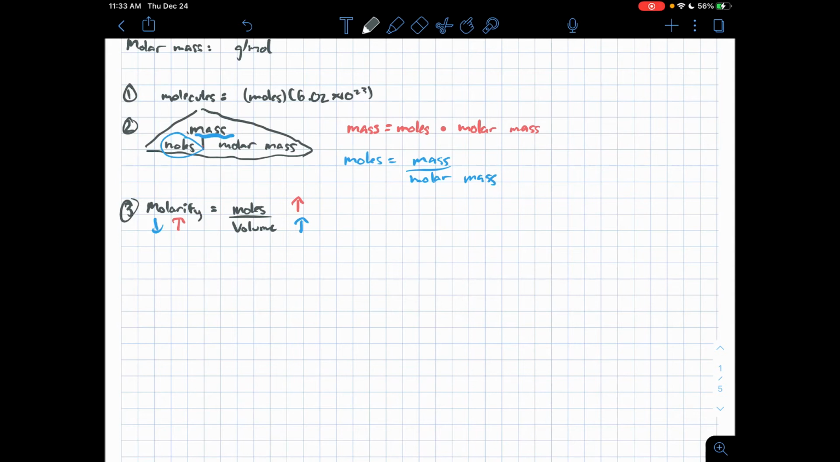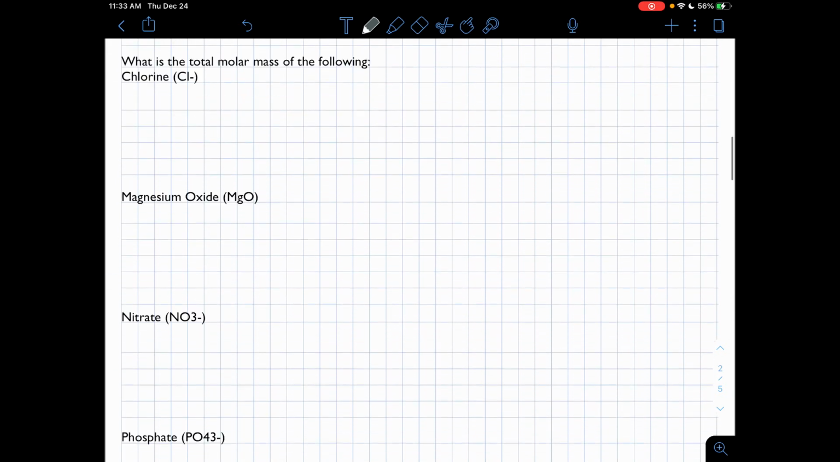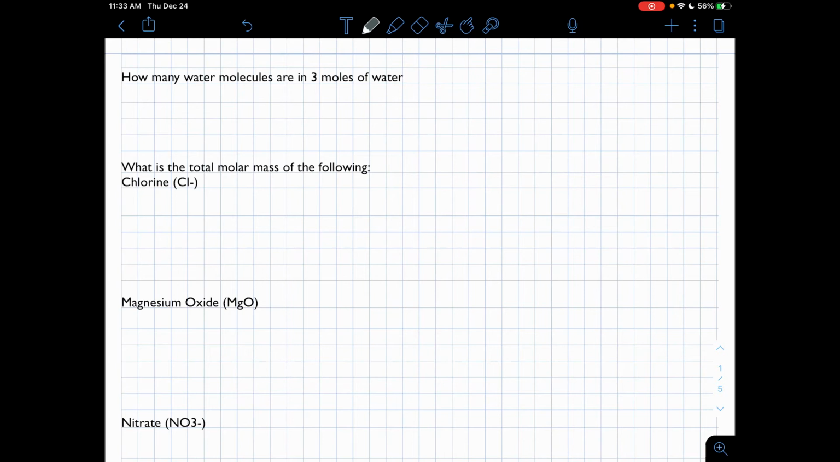So with all that in mind, let's go over some of the questions here. So how do we begin? Let's go set up our equation first. So H2O molecules is equal to moles, and don't forget your units, so mole, times 6.02 times 10 to the 23.